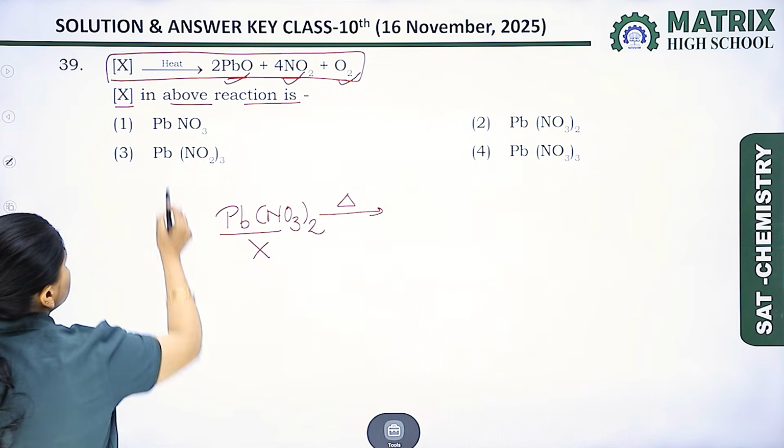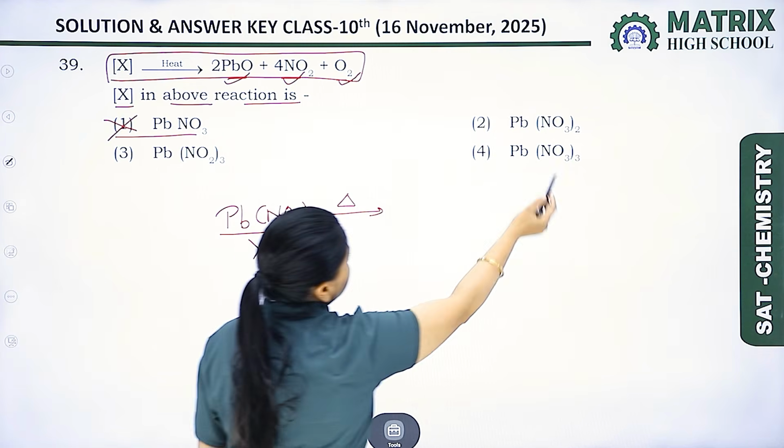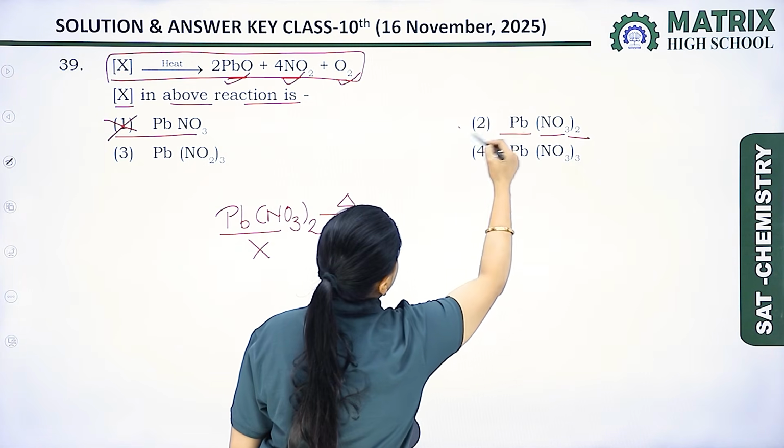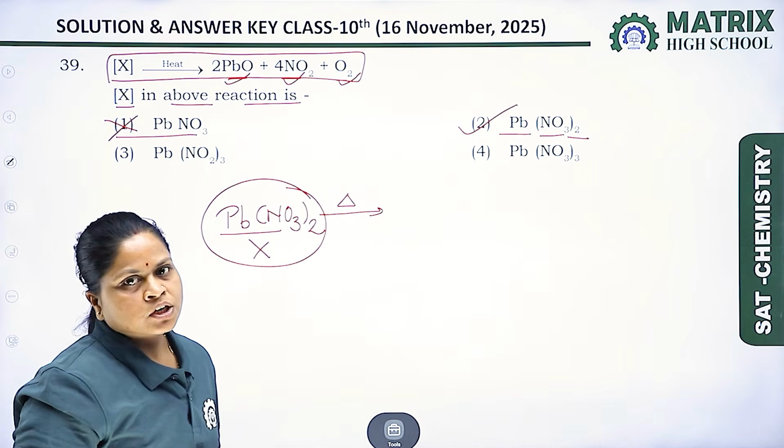Let's discuss the options. Option 1 is PbNO3. It is wrong. Option 2 is Pb(NO3)2. Yes, this is correct. So, the answer is option 2.